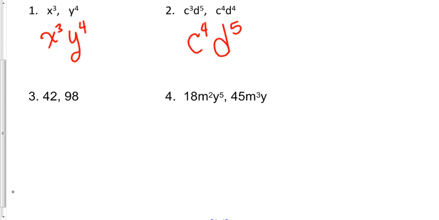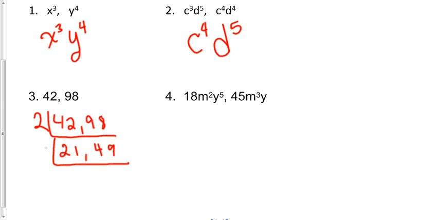I can use my ladder for 42 and 98 to find the LCM. I know that 2 goes into both of these. 2 goes into 42 21 times. It goes into 98 49 times. I know 7 goes into both of these. 7 goes into 21 3 times, and into 49 7 times. And then I can just use these numbers down here, since there's nothing except for 1 that goes into both, and bring down my 7.